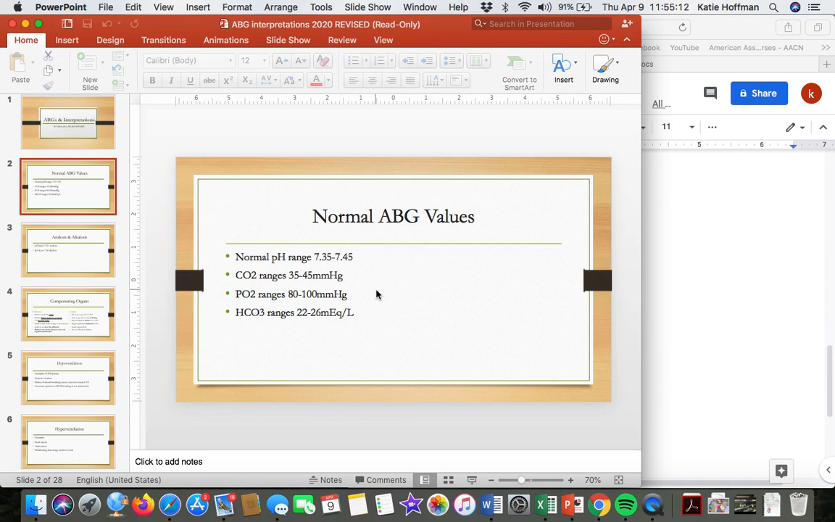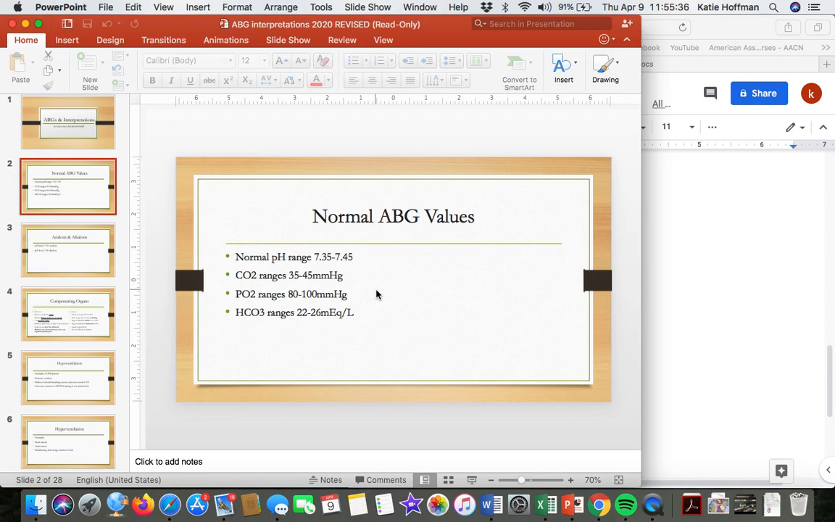So our pH and our CO2 are going to have an inverse relationship, meaning as our pH goes down, our CO2 will go up. And as our pH goes up, our CO2 goes down. Conversely, our pH and our bicarb have a correlating effect. As our pH goes down, our bicarb will go down as well, and if our pH goes up, our bicarb goes up.